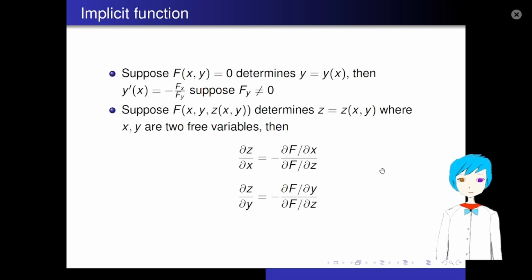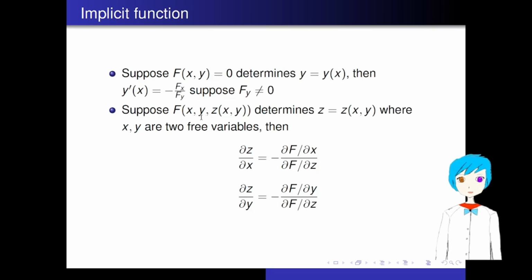So using the chain rule, we can get the differentiation rule for implicit functions. Suppose y is determined by F(x, y) equals 0, then the derivative of y with respect to x equals minus partial F/partial x divided by partial F/partial y, supposing partial F/partial y does not equal 0.